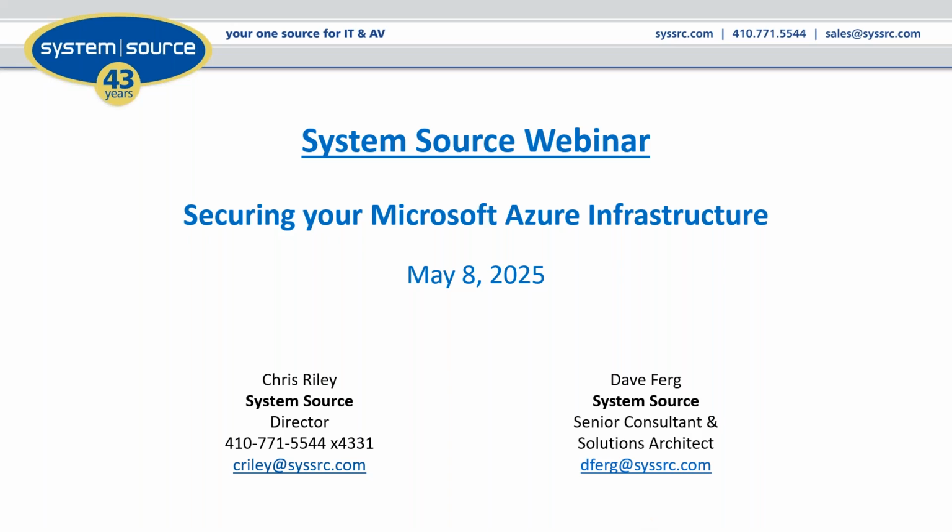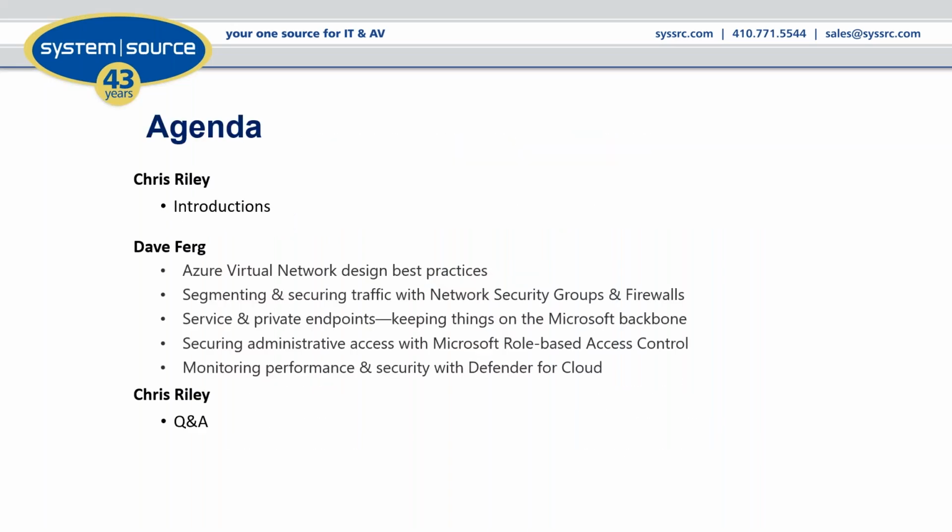So a little bit on the agenda. I'll do a few introductory remarks here, and then Dave will jump in, taking a look at some of the Azure Virtual Network options, the best practices for those, segmentation, as well as service and private endpoints. We'll look at securing administrative access with Microsoft's role-based access control, and then finally we'll look at monitoring with Defender for Cloud. And then we will do Q&A at the end, so you can send your questions to me at any point. I'll talk more about that in just one moment.